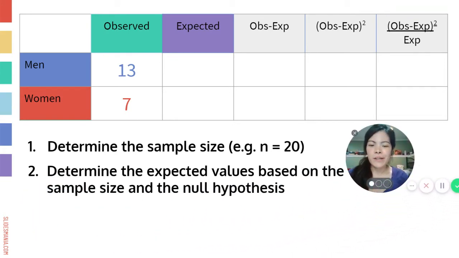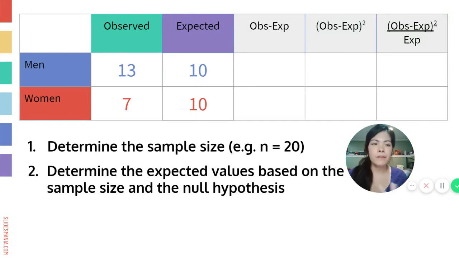We're going to use that sample size and our null hypothesis to figure out our expected values. Remember, our null hypothesis is that we have 50-50 men and women in Biotown, and we have 20 people total. So that gives us expected values of 10 men and 10 women. If our sample size had been 100, then our expected values would be 50 and 50, right? So you need both of those pieces of information to figure out this expected column.